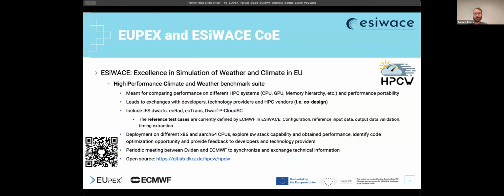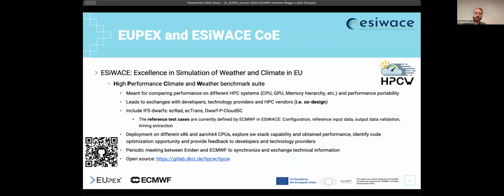So that's the end of my section on automated optimization. Now I'm going to take a brief moment to talk about the co-design element that we've done within EUPEX, and that's through ECWays.